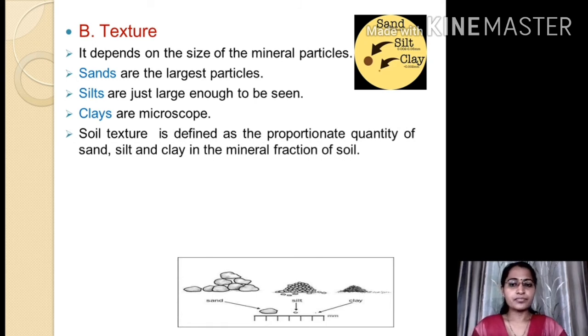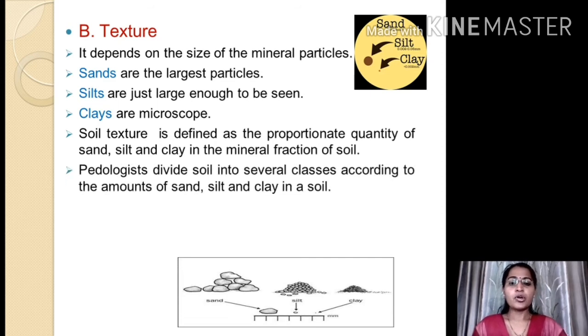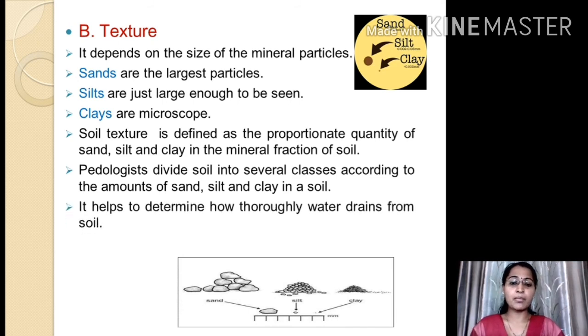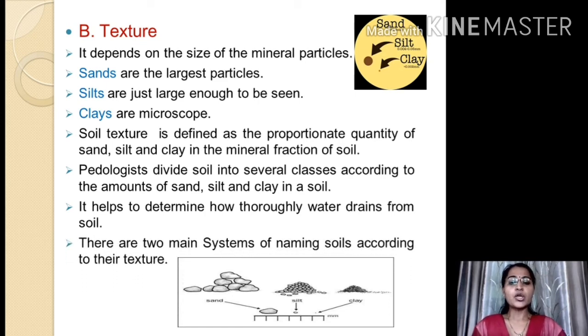Soil texture is defined as the proportionate quantity of sand, silt and clay in the mineral fraction of the soil. Therefore, pedologists divide soil into several classes according to the amount of sand, silt and clay. It helps to determine how thoroughly water drains from the soil. There are two main systems of naming soils according to their texture, or according to their proportions or percentage of sand, silt and clay.